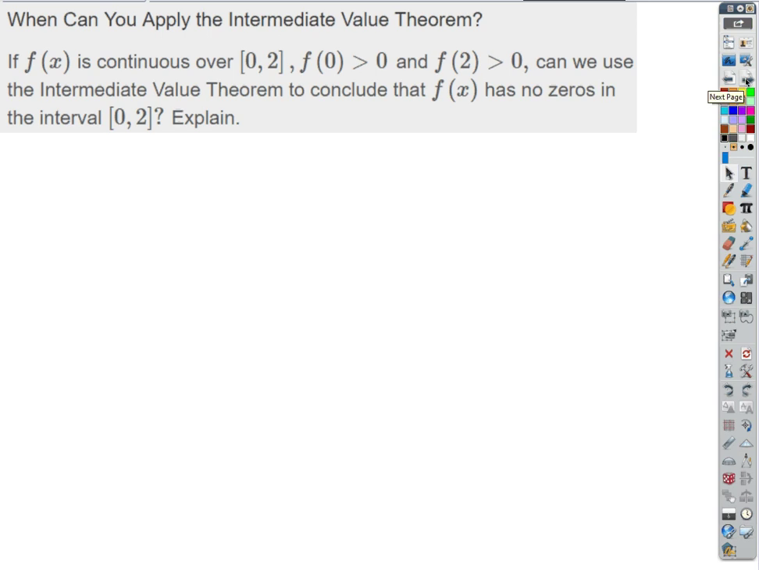Okay? So how about this? If f of x is continuous on the closed interval from 0 to 2, and f of 0 is positive, and f of 2 is positive, can we use the intermediate value theorem to conclude that f of x has no zeros over that interval?